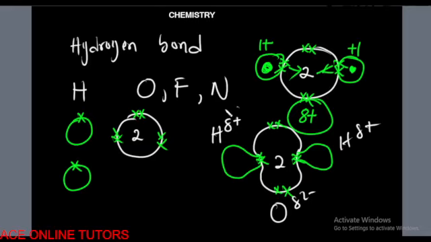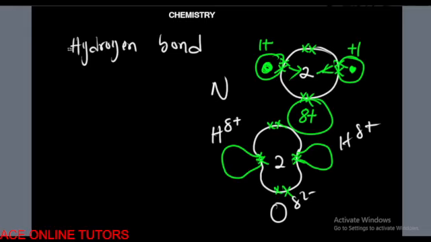So the hydrogen part of this molecule is going to be partially positive, while the oxygen part of this molecule is going to be partially negative. Now let me remove this and give more description of this. Since we have H2O, we are going to put a partial positive charge on the hydrogen, and a partial negative charge on the oxygen.